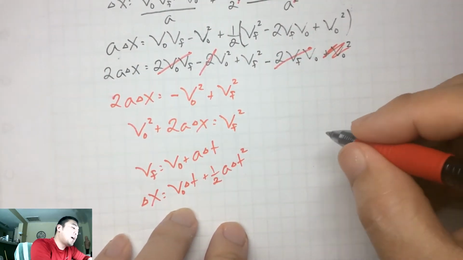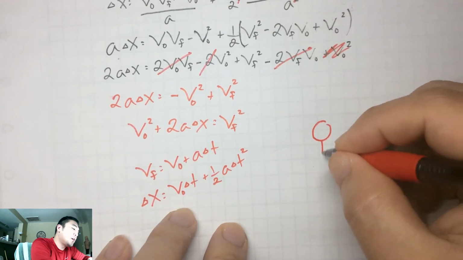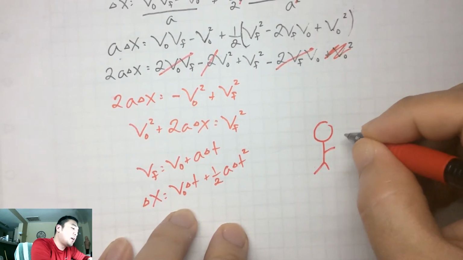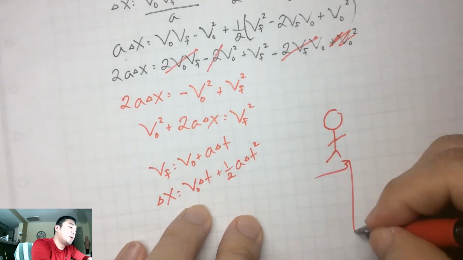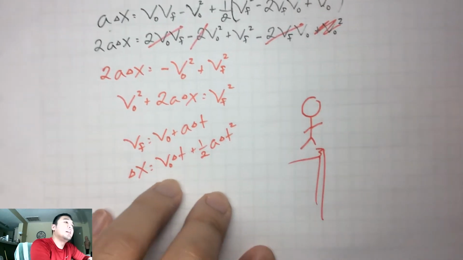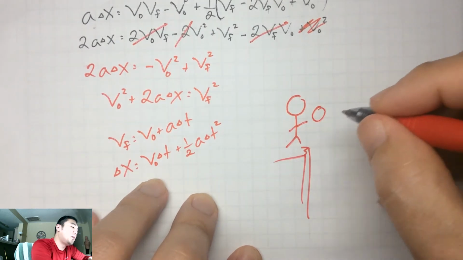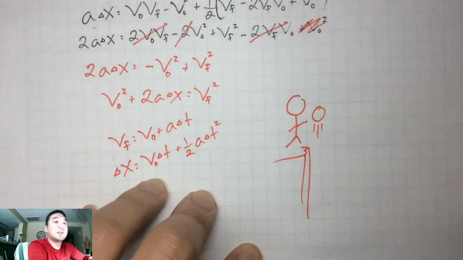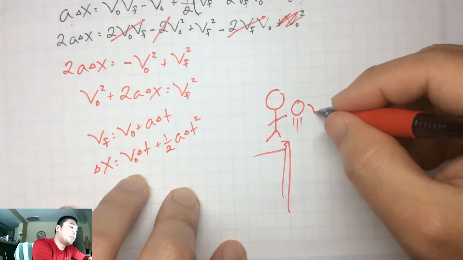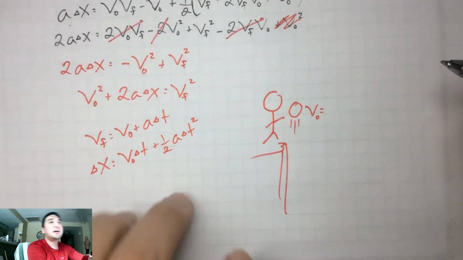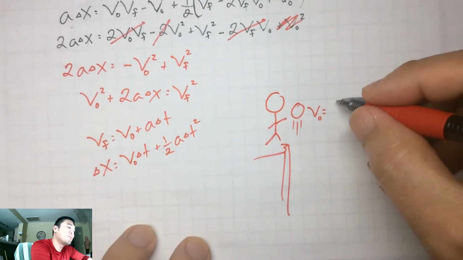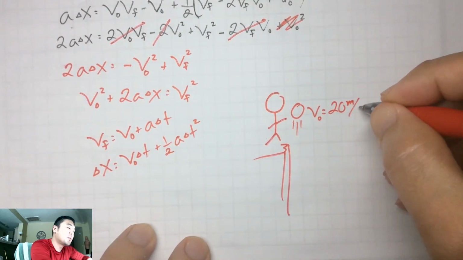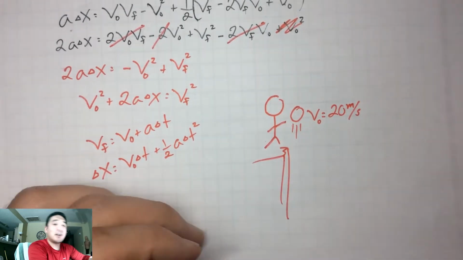So let's say we have a person. Here they are, and they are throwing a ball. And ooh, let's make them on a cliff, even better. And they are throwing this ball upwards, so we're going to give it some velocity upwards. And with that, we're going to say that it has an initial velocity of 20 meters per second. And that's upwards.